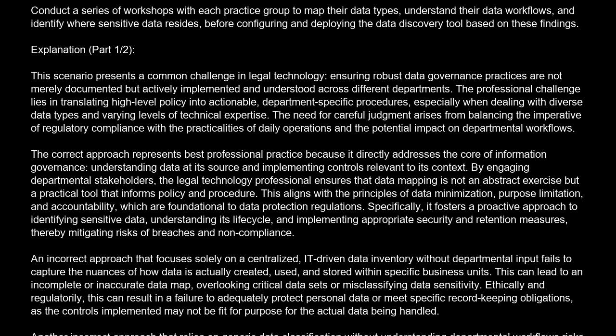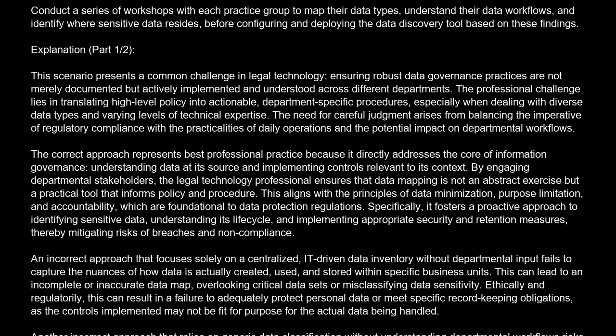The professional challenge lies in translating high-level policy into actionable, department-specific procedures, especially when dealing with diverse data types and varying levels of technical expertise. The need for careful judgment arises from balancing the imperative of regulatory compliance with the practicalities of daily operations, and the potential impact on departmental workflows.